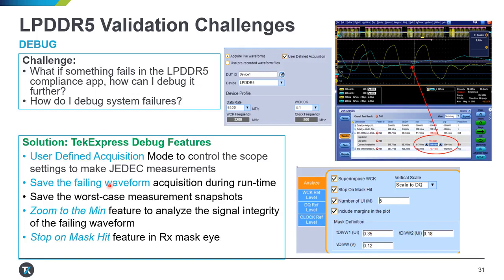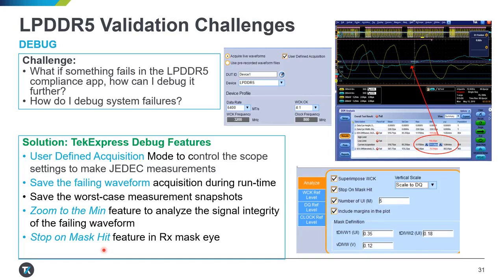Once the test is done, you will get your report, but it will also save that failing waveform that you can recall later on and debug it further. You can rerun the compliance app on that failed waveform. You can go to our DPOJET software and run some non-JEDEC parameters to gain insight into the failure. Very powerful tool, very powerful feature.